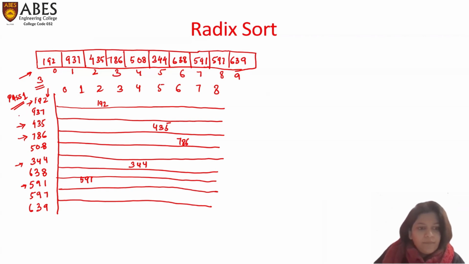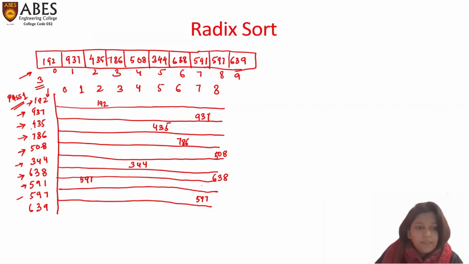Then we will look for the numbers having 7. We have this 937. We'll write it here. And then we will have this 597. We will write 597 here. Then we will look for the numbers having 8 at the ones place. So we have this 508. We can write it here, 508. And then we have this 638. We can write this 638 over here.